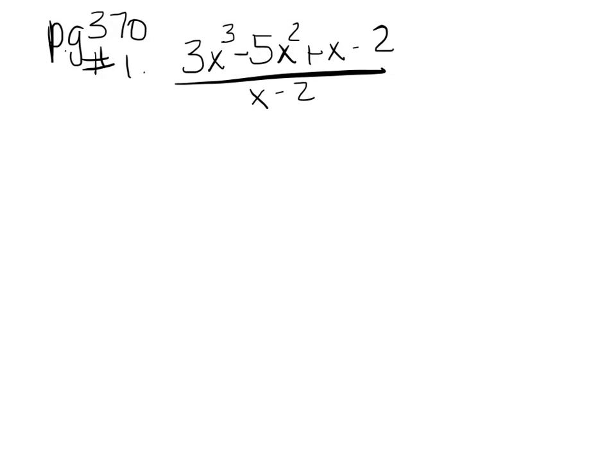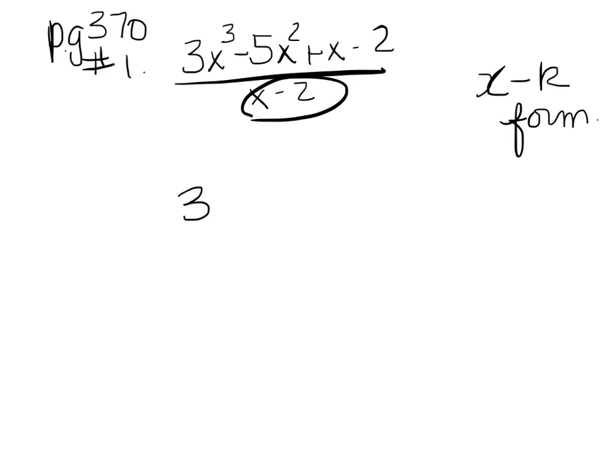Okay, I want to go ahead and do a synthetic division problem. It's on page 370. I'll just go ahead and do the first one. And notice it's eligible for using synthetic division because I do have this being divided by an x minus k form. Okay? So synthetic is a good way to go here. So the first thing I'm going to do is pull out the coefficients. 3, minus 5, 1, negative 2. Those are the coefficients of the numerator.